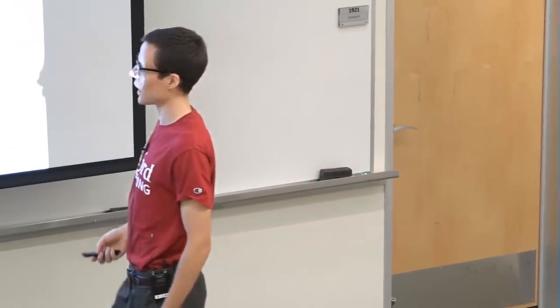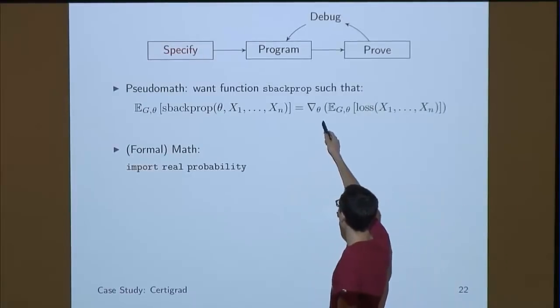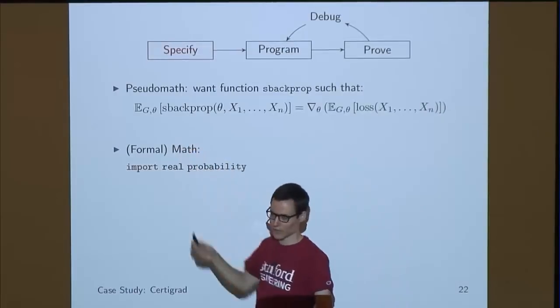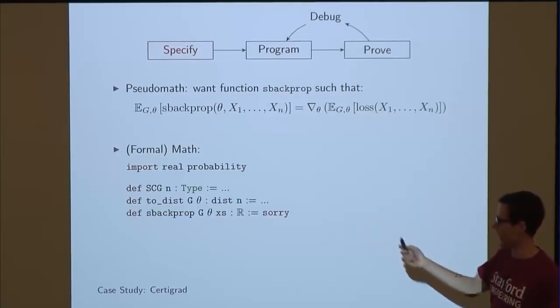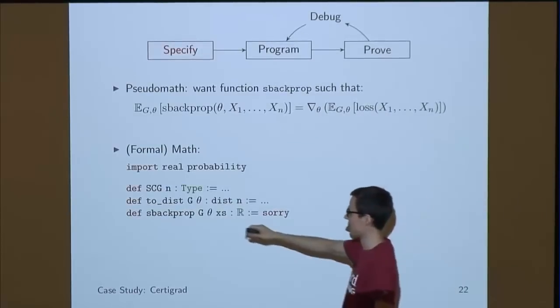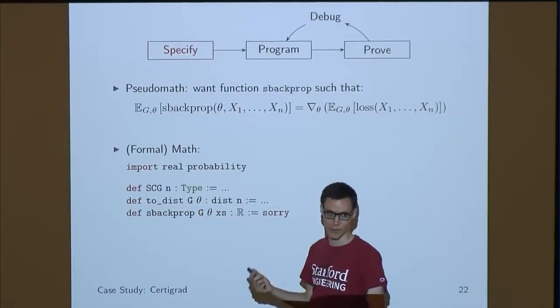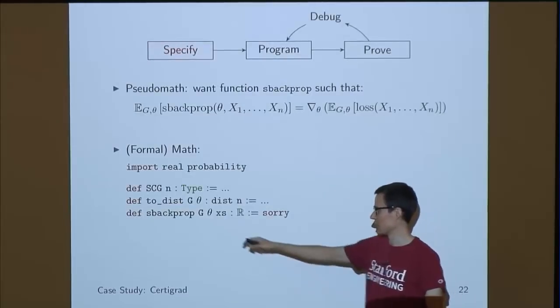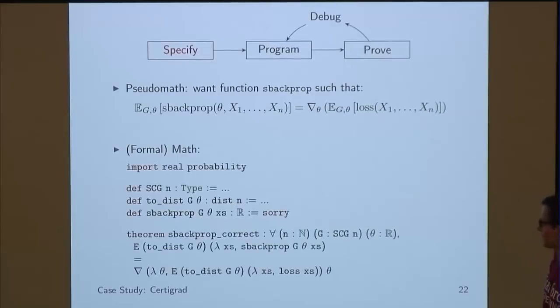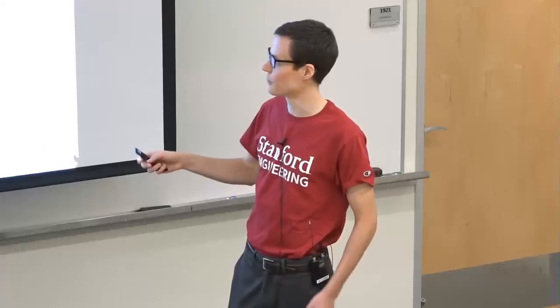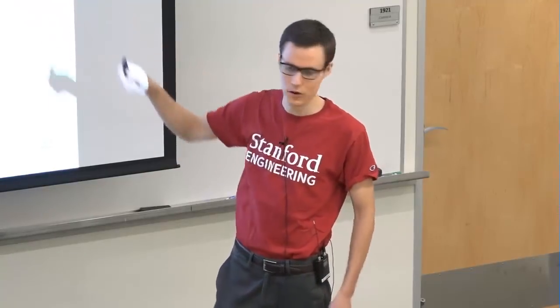So we need to import libraries for real analysis so that gradient makes sense, for probability so that expected value makes sense. We need to define what a stochastic computation graph on n nodes is. We need to say how a graph and a parameter give you a probability distribution. And then we're going to leave a placeholder for the function we're trying to implement, stochastic backprop. And then the theorem has some syntactic clutter, but it's essentially isomorphic to the informal version.